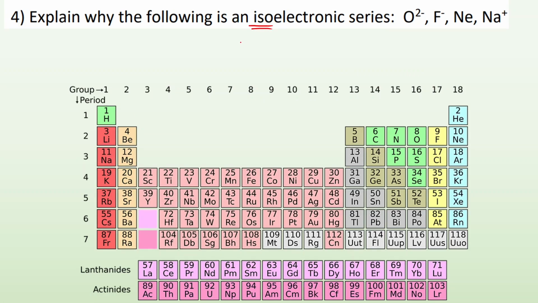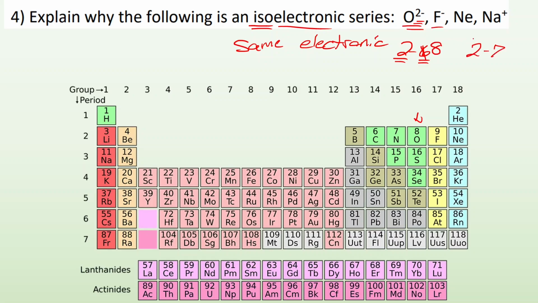4, explain why the following is an isoelectronic series. If you've seen iso before, that means same. So isoelectronic, we're talking about the same electronic structure. So if we see oxygen here, it has a basic configuration of 2-6. 2 electrons in the first energy level, 6 in the second. But this 2- means, hey, it gained 2 more. So it's really 2-8 for the O2-. F was 2-7, but that minus means we gained 1 more electron, so that makes it 2-8.